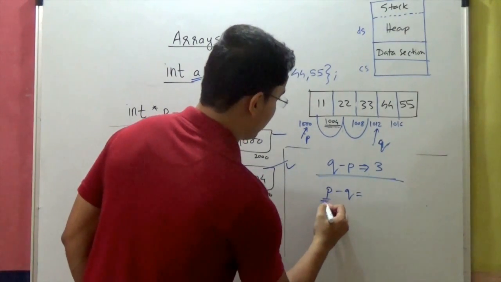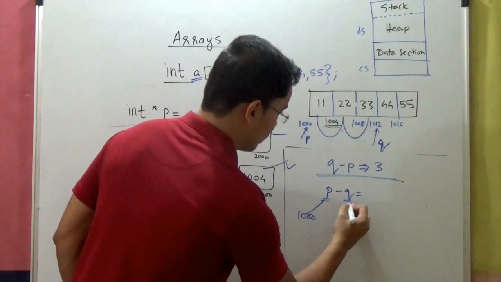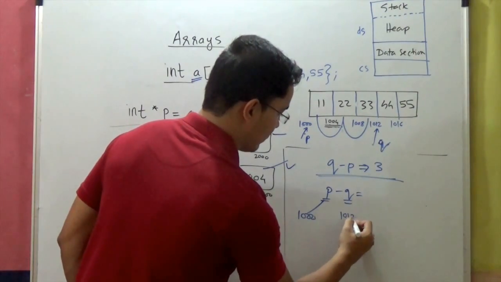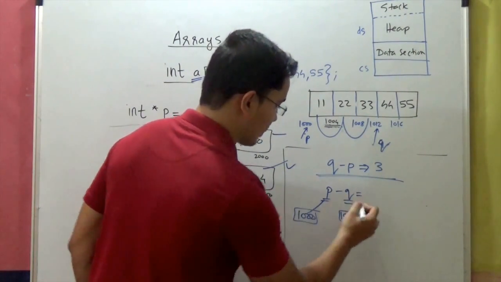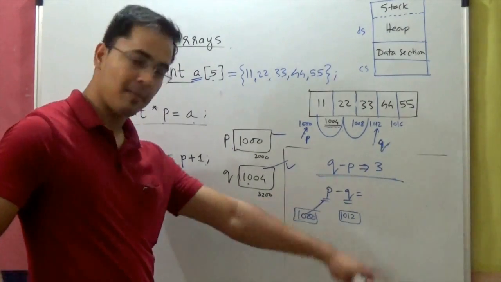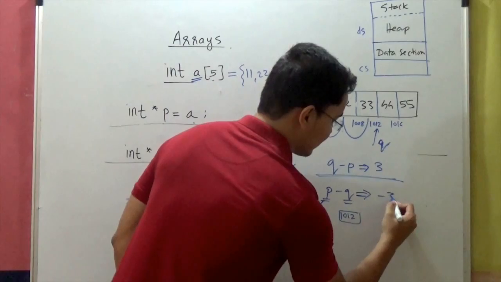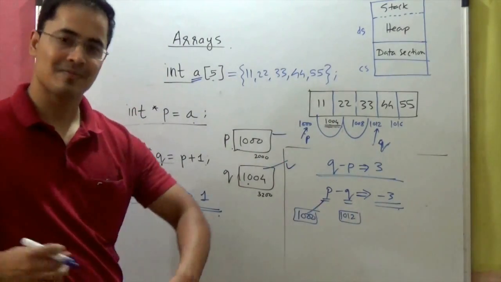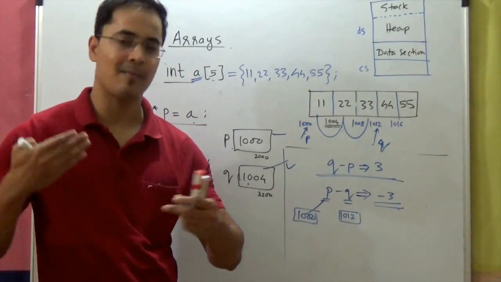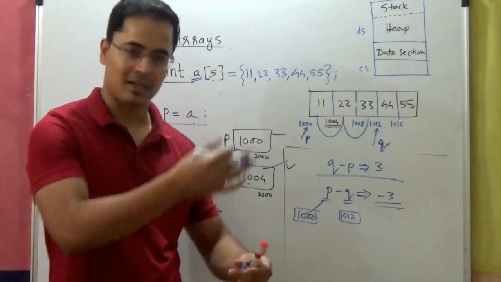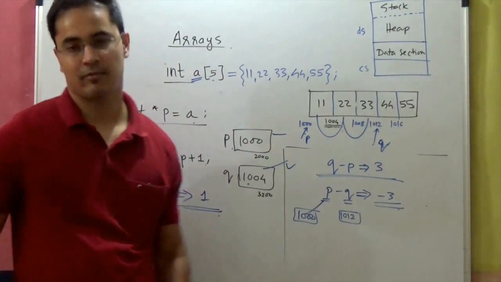Surprisingly enough, if you do the opposite, if you say p minus q, where the address stored by p is 1000 and the address stored by q is 1012, you'll actually get the result as -3. So they are 3 integers apart in distance, but in the opposite direction. Again, it's quite a fascinating one.